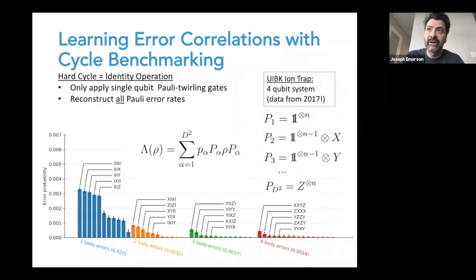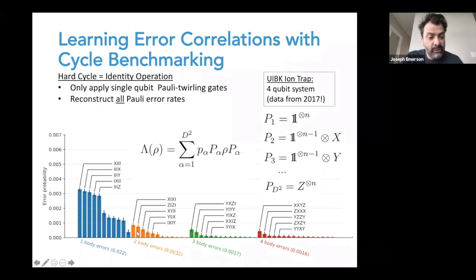So if you have one body errors on the scale 10 to the minus 3, your two body errors should be on the scale 10 to the minus 6 if they're independent. And that just follows from simple probability theory. And the three body errors should be 10 to the minus 9. Okay, but that's not what's happening here.